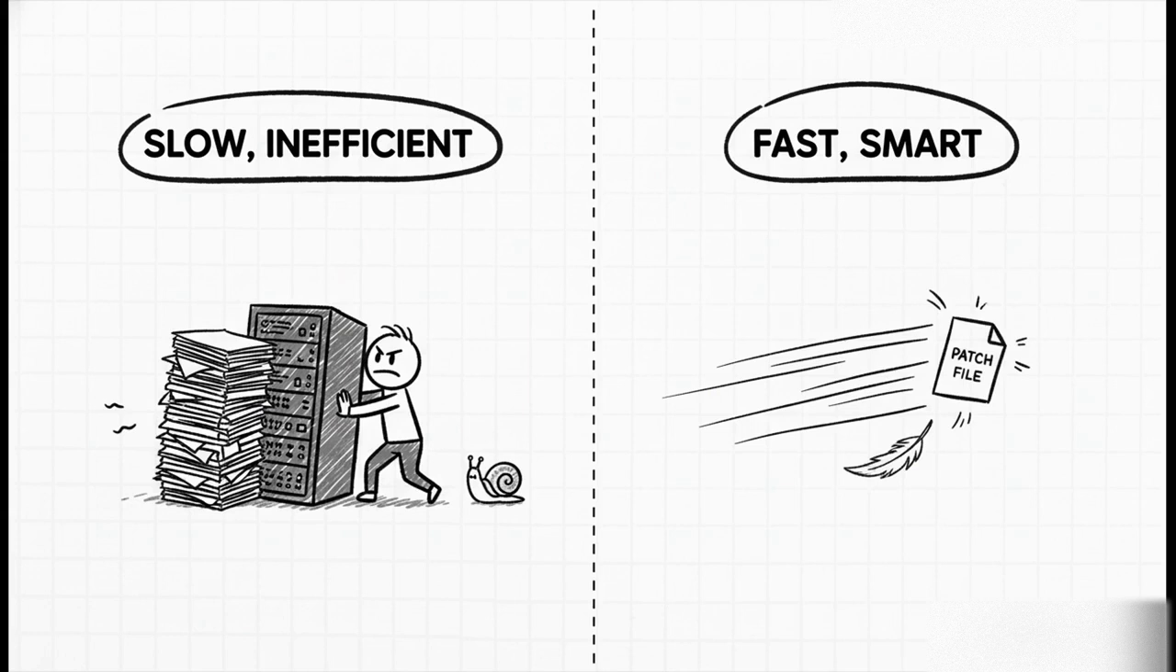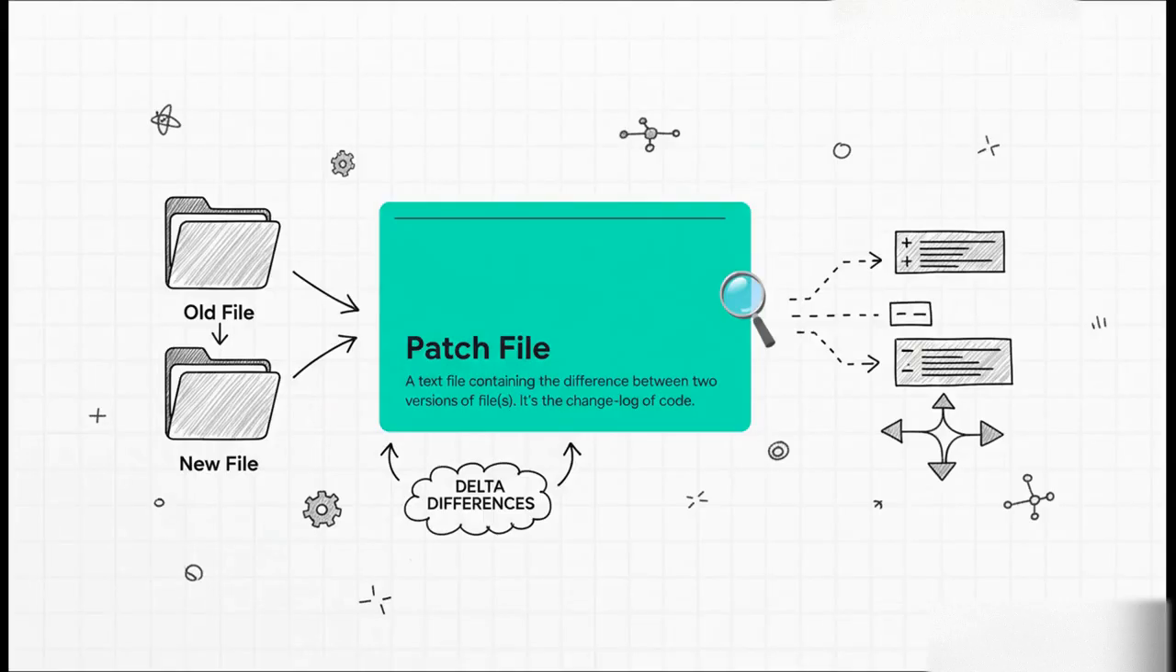I mean, the first thing you might think of is just sending them the entire updated file. But that's kind of clunky, isn't it? It's slow, it's inefficient, and it makes your coworker play a game of spot the difference. There is a much, much better way. And that's where the patch file comes in.